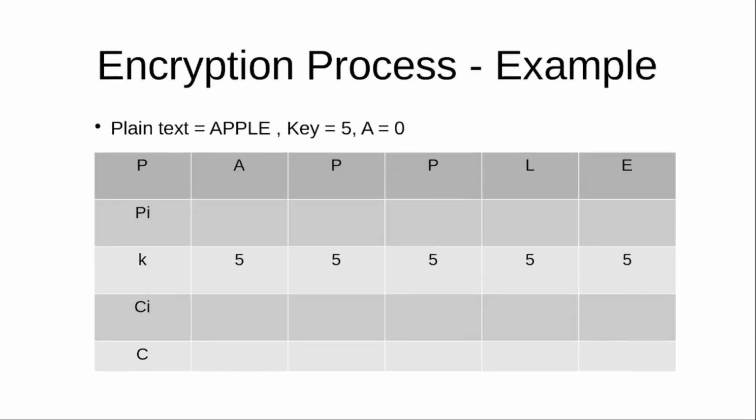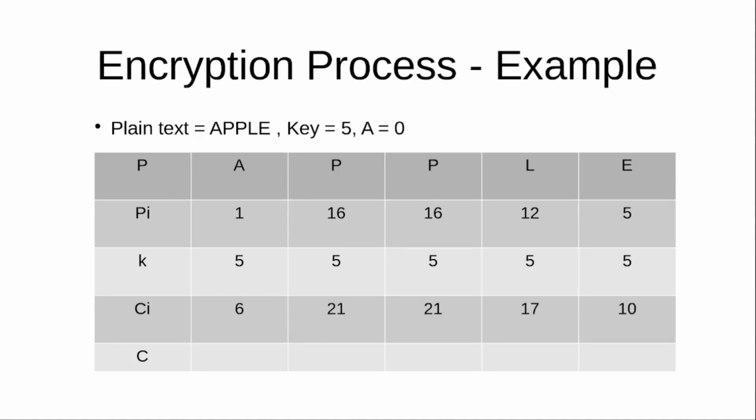Here we need three things: plain text, key, and the starting alphabetical value, which is 0. Now in the following table, we have placed the initial given value of plain text and key. After that, we will place the corresponding value for each letter of the plain text, which is A for 1, P for 16, P for 16, L for 12, and E for 5.